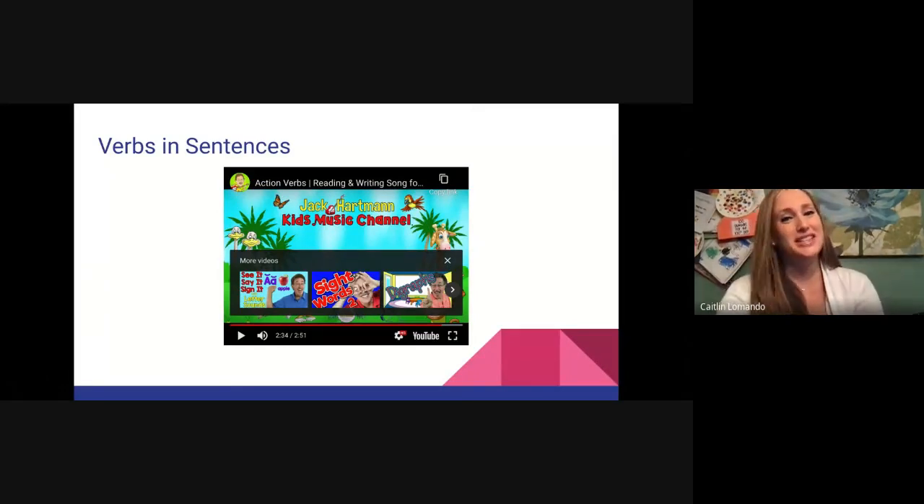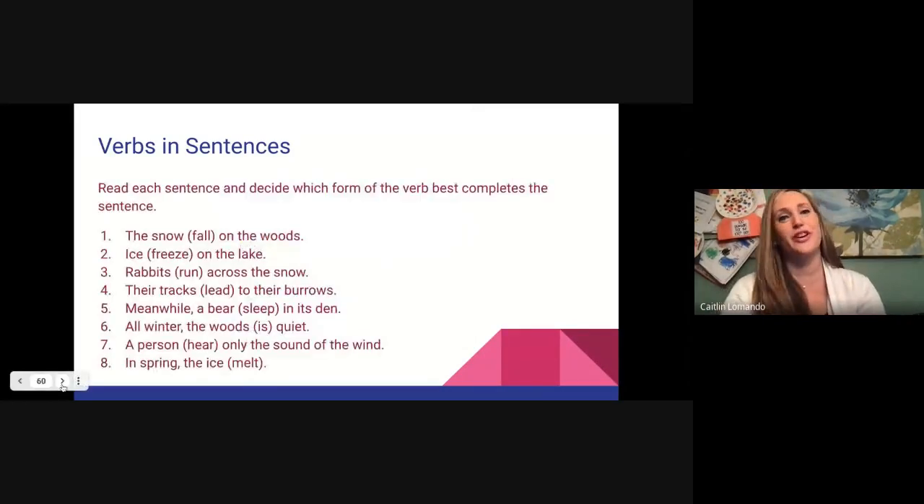All right, so let's practice a little bit with verbs. So we're going to read each sentence and decide which form of the verb best completes the sentence. The snow fall on the woods. How should we say fall there so it agrees with the subject of snow? We would say the snow falls on the woods. Ice freeze on the lake. How do we change freeze so the verb agrees with the subject? We would say ice freezes.